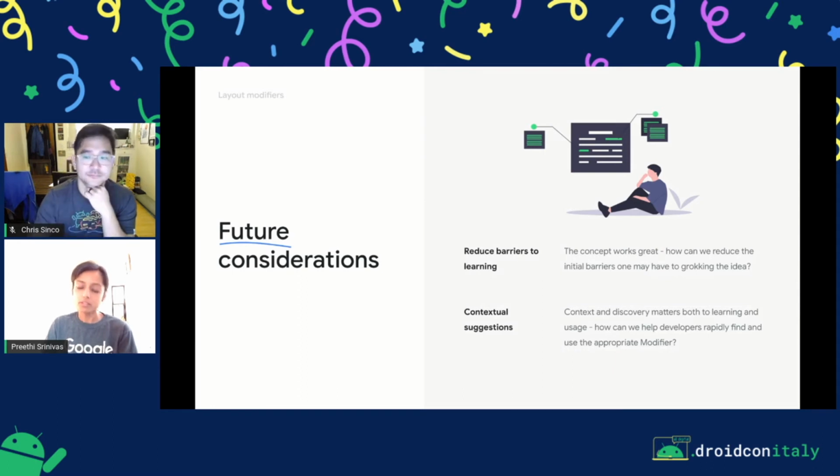Now, most developers start slow, but they're able to grasp the concept with practice, right? We are considering ways to reduce this kind of initial barrier. In addition, discovery is often paired with context. So we are exploring ways of improving this coding experience so that it can help developers rapidly find and use the most appropriate modifiers in their code.